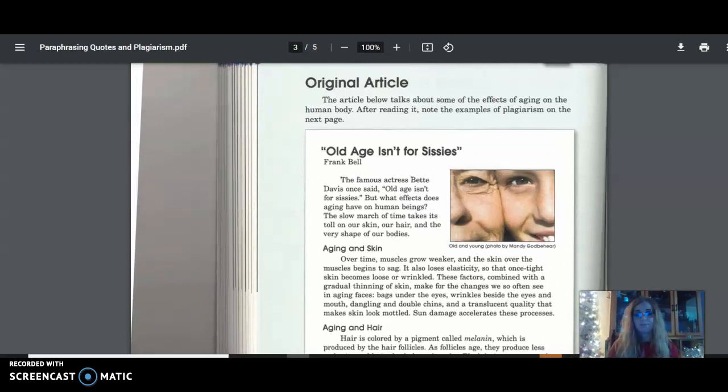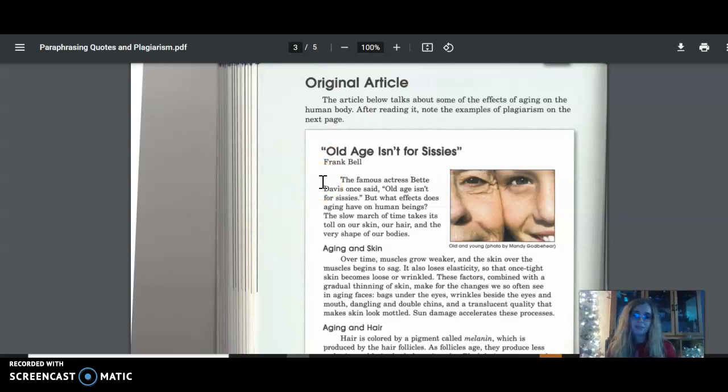So a couple things I'd like to point out in this article before we look at some examples of plagiarism. Again, I've already pointed out the author. Notice in a short piece like this, such as this article, the titles are in quotation marks. For longer pieces of text, for example, a novel or a book, they would be italicized. If you are handwriting it, then you would underline it.